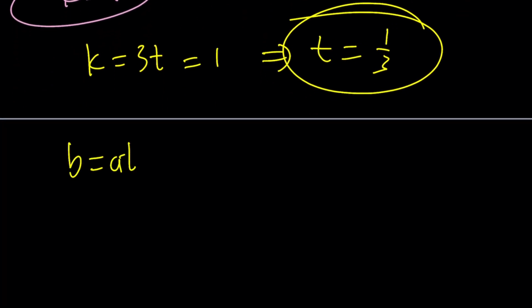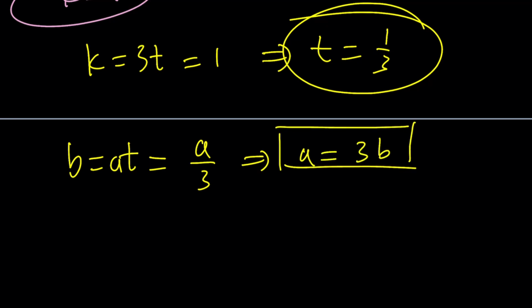b equals a over t, and t is equal to 1/3, so that just means b is equal to a divided by 3, or better yet, a equals 3b. Sorry, I missed it, but you get the idea. So let's go ahead and plug it in. My first equation was this.